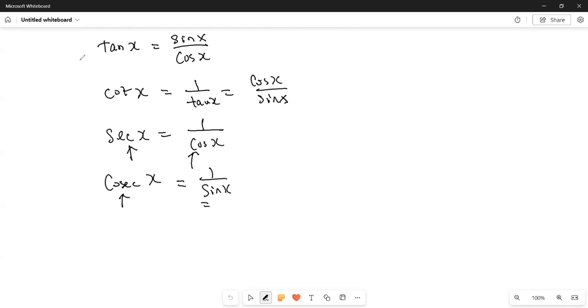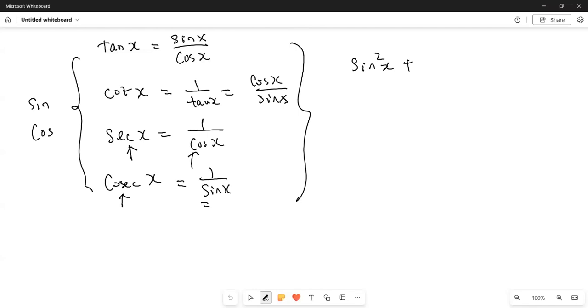So basically, what you need to do is to change all the tangent, cotangent, secant, cosecant to sine over cosine, cosine over sine, and so on. Everything changes to sine and cosine. You understand what I'm talking about? Now, after you have changed everything to sine and cosine, you try to use this formula. Sine squared x plus cosine squared x equals 1. Now, this is the most important identity in trigo, all right?